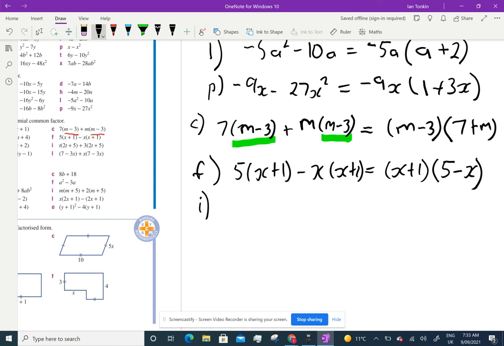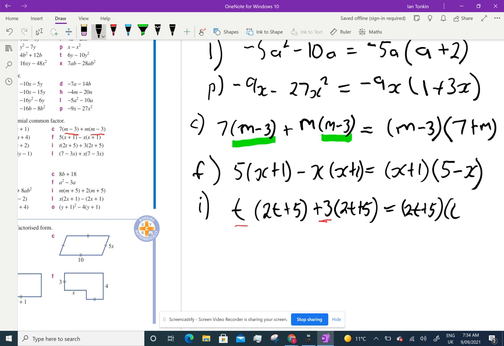I. T, 2t plus 5 plus 3, 2t plus 5. We'll take the 2t plus 5 out the front. What am I left with here? I'm left with a t, and I'm left with a plus 3 there. So t plus 3.